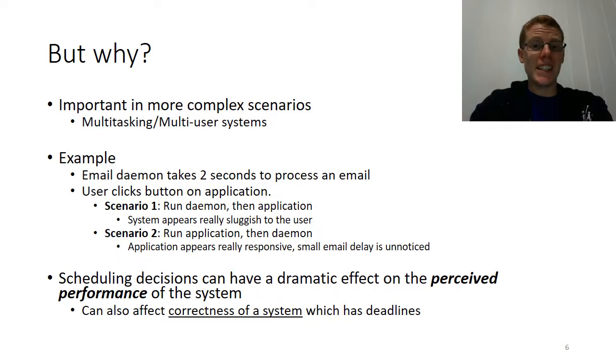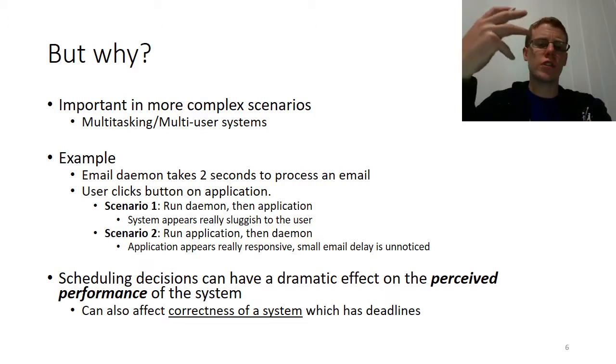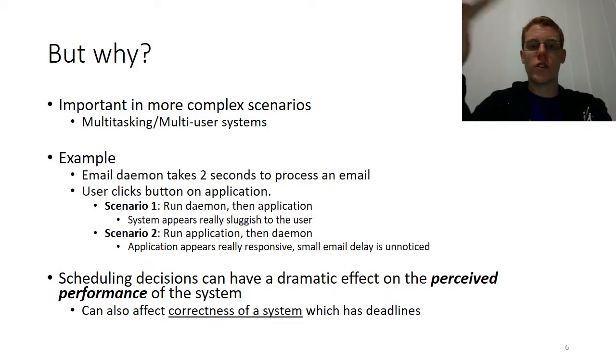Now, the times that it is important are typically when we have more complexity. So if we have a multitasking or a multi-user system, for example. An example of why it might be valuable is, let's imagine you're just using your laptop at home. You've got an email client running, and the daemon, which is deciding to process an email. For those of you who don't know what a daemon is, it's simply some sort of background process that you usually don't have control over. But you've got an email daemon sitting in the background deciding to process an email, and it takes 2 seconds. But you want to open another application, so you click on that application.